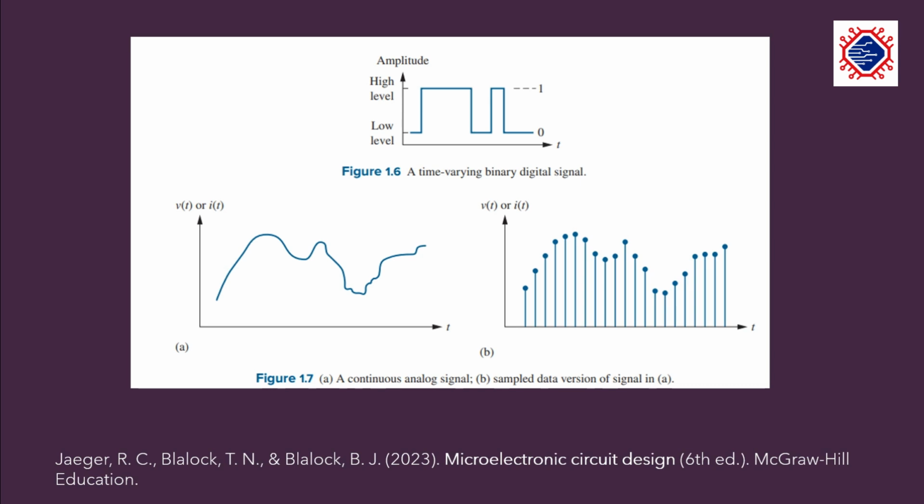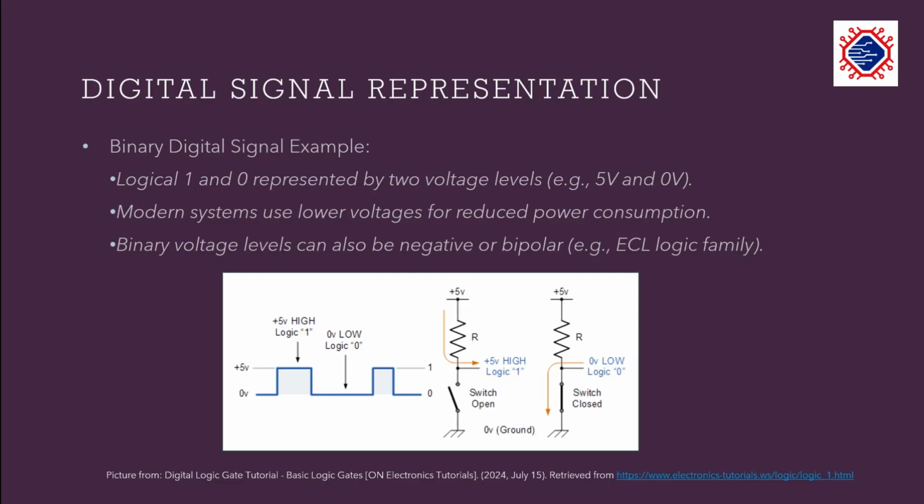Figure 1.7b illustrates a sampled version of an analog signal, which is the first step in the analog to digital conversion process. Here, the continuous analog signal is sampled at specific points in time, and each sample is converted to a discrete digital value. This process is essential for digital systems to interpret and manipulate real-world analog signals. In digital electronics, we often deal with binary signals. Here, a logical 1 and 0 are represented by two distinct voltage levels, for example, 5 volts and 0 volts.